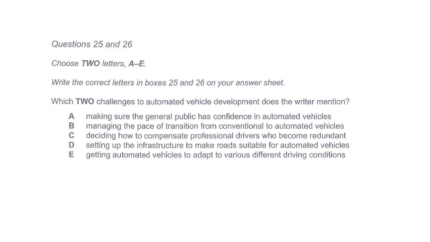Then managing the pace of transition from conventional to automated. Did you read anything like this? No. Deciding how to compensate professional drivers. Did you read anything about professional drivers? No. Let's see. Setting up the infrastructure. Did you read about infrastructure? No. Of course, you may ask me, ma'am, infrastructure to make roads suitable for. Are you talking about how to make the road suitable or how to make the vehicle suitable for the roads? We are not trying to mend the roads. Our aim is to make the vehicles adapt to the prevailing road conditions. So option D is wrong.